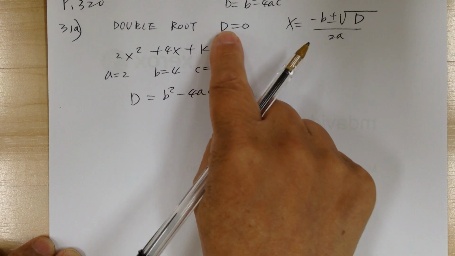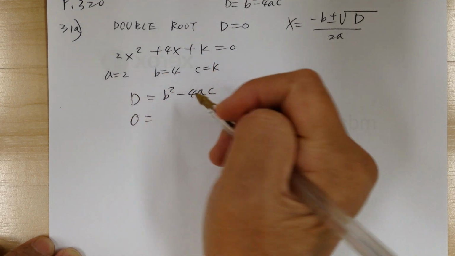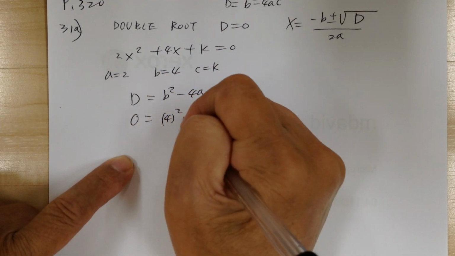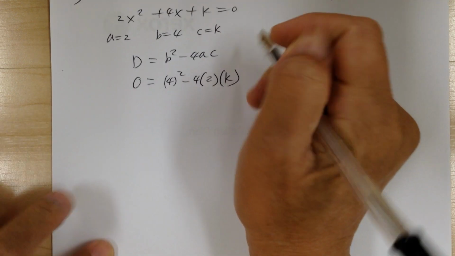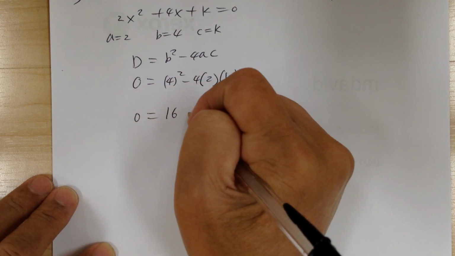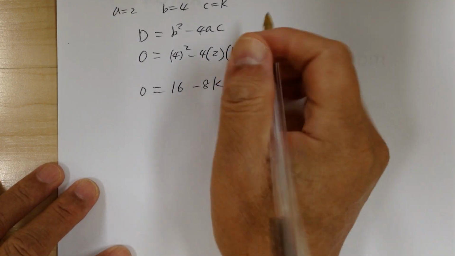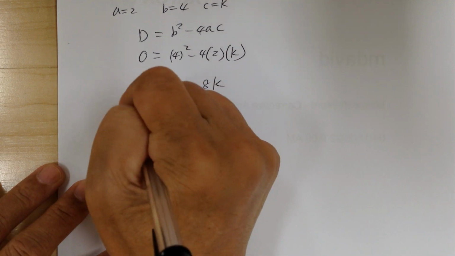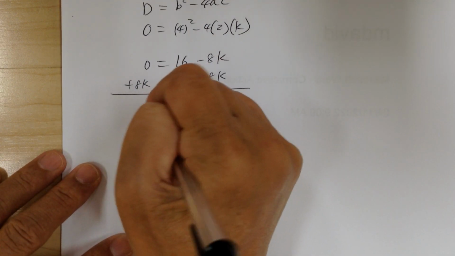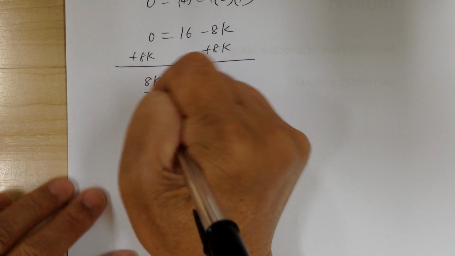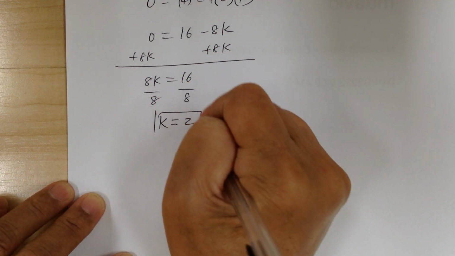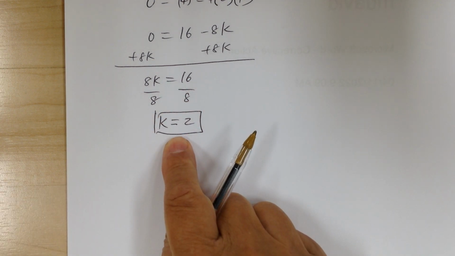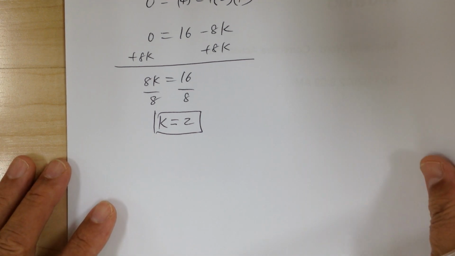Now you're going to substitute. Over here, it gives you the d equal to 0. And over here, b equal to 4. Again, all you do is substituting. a is equal to 2, and c is k. So you got 0 equal to 16 minus 8k. And from here, you can plus 8k on both sides. So you got 8k equal to 16. Divide by 8, divide by 8. So k equal to 2. Okay, so when k equal to 2, it will give you a double root. Okay, now let's go and do the b.